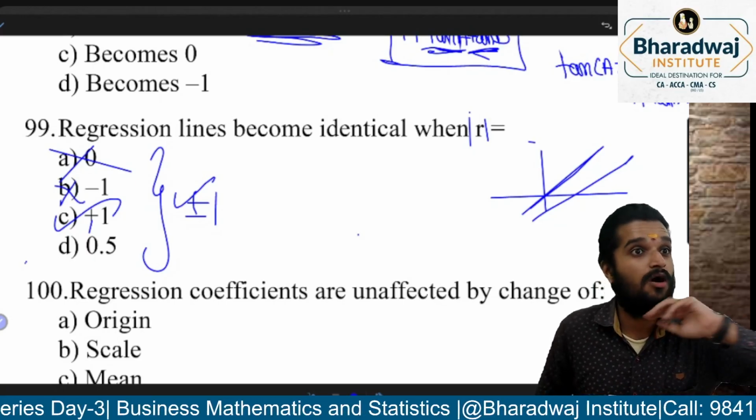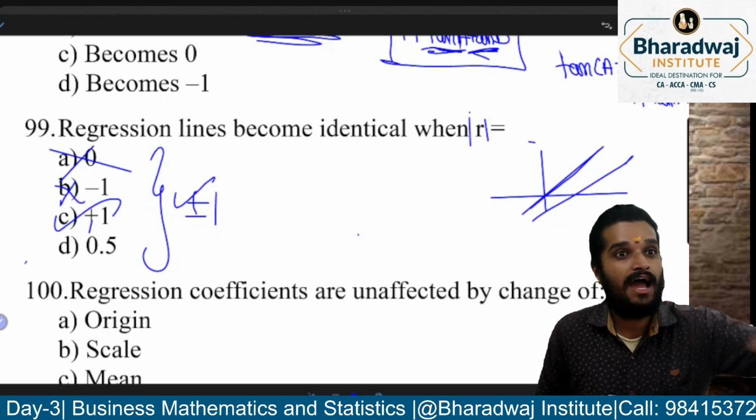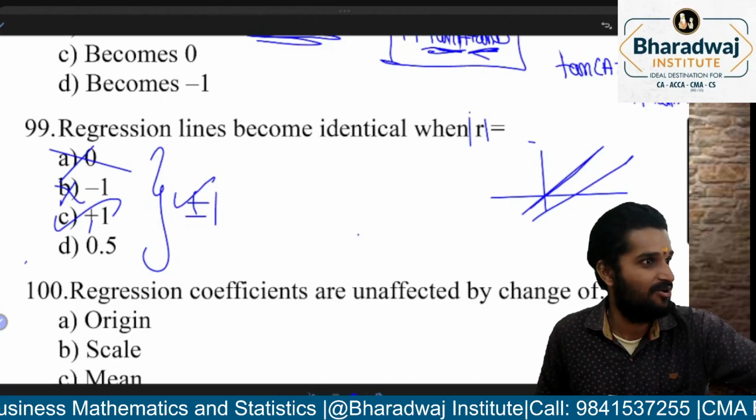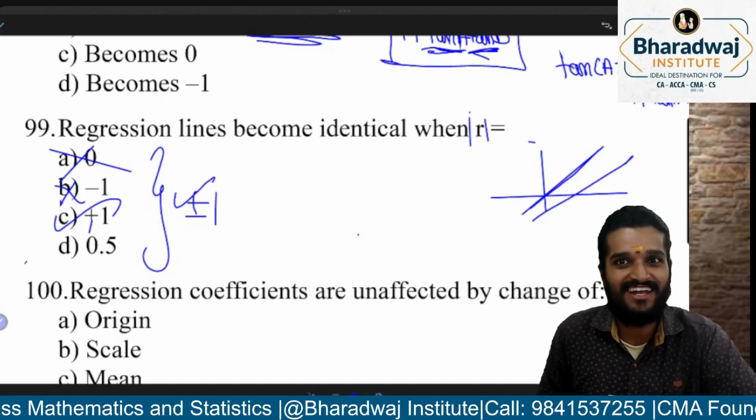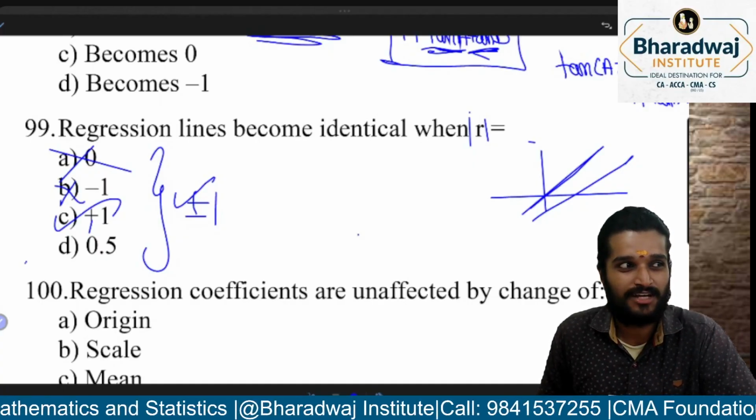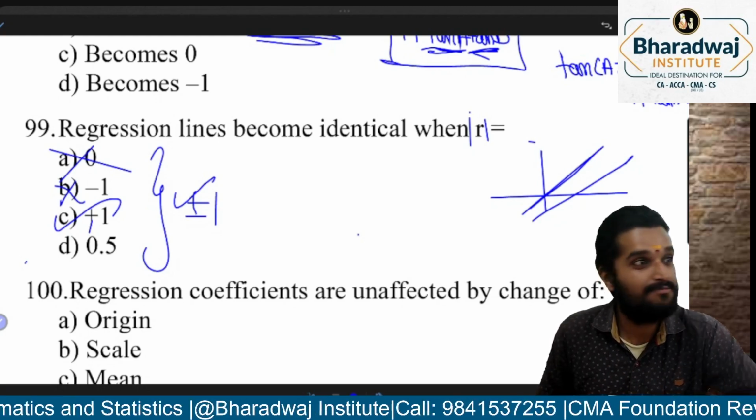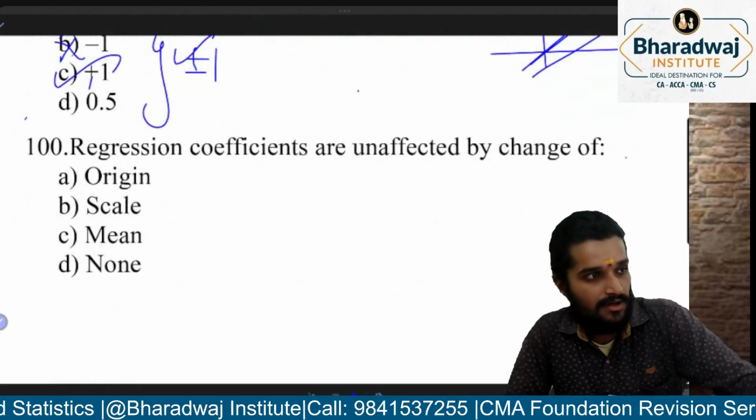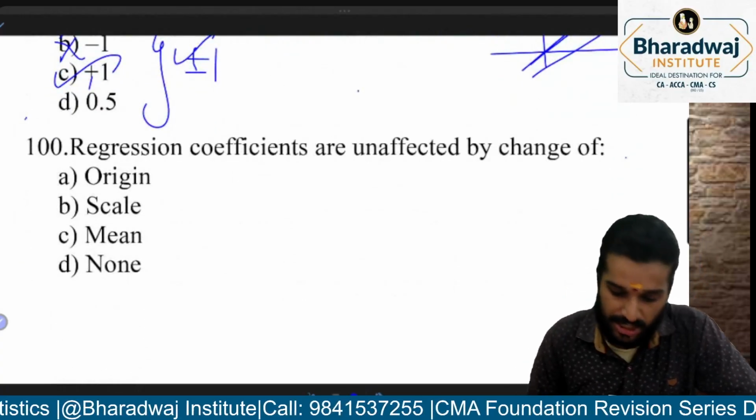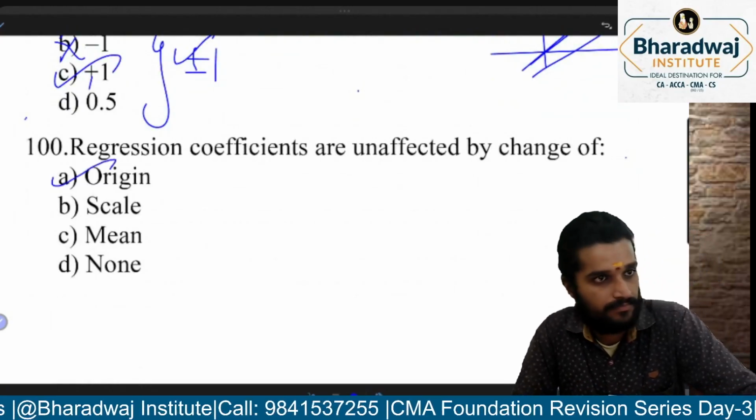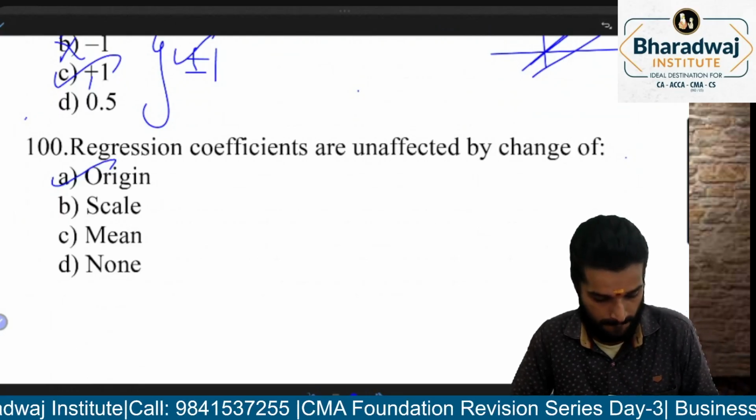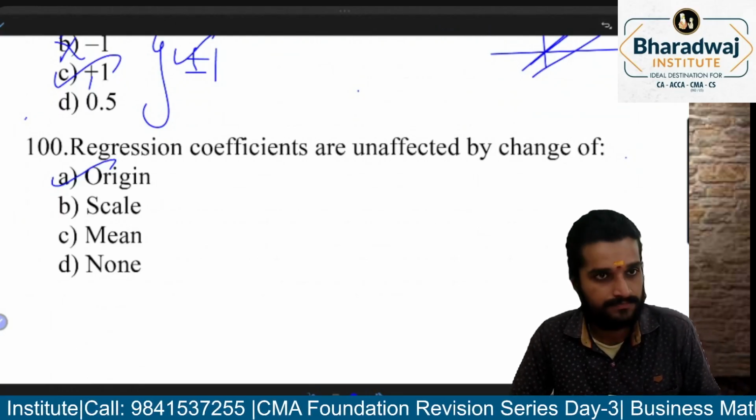If the question is in the opposite direction, the angle between them is 180 instead of 0. What can you say? It's -1 there. Regression coefficients are unaffected by change in origin. Clear?